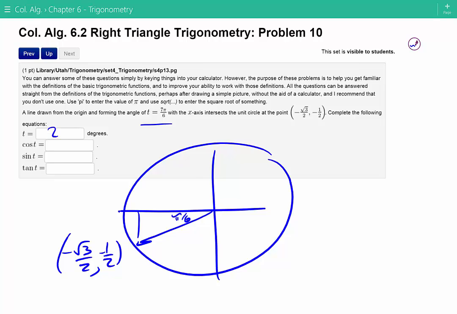And then we can find the cosine, which is just the x-coordinate, so that'd be negative square root of 3 over 2. Sine is the y-coordinate, that'd be negative 1/2. And tangent is sine over cosine, so that's negative 1/2 divided by negative square root of 3 over 2, where the double negatives cancel, and I can multiply by the reciprocal, 2 over 1, to get the square root of 3.